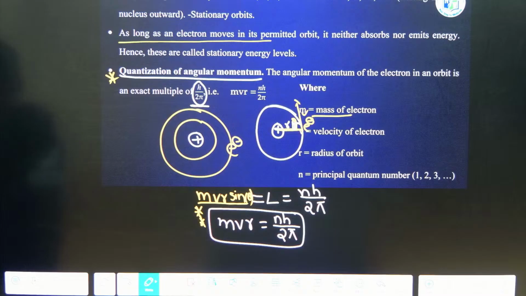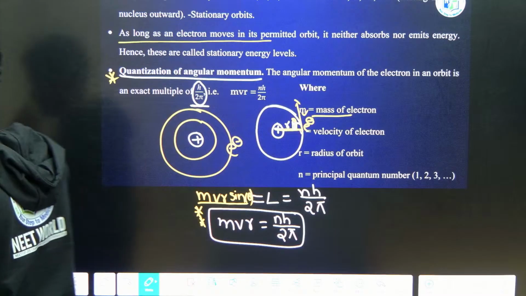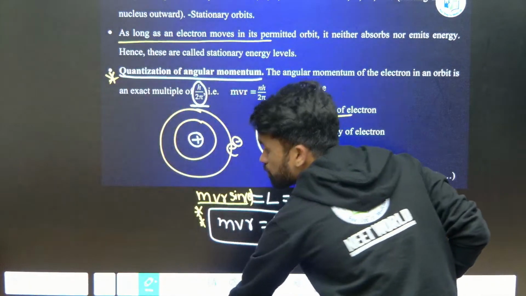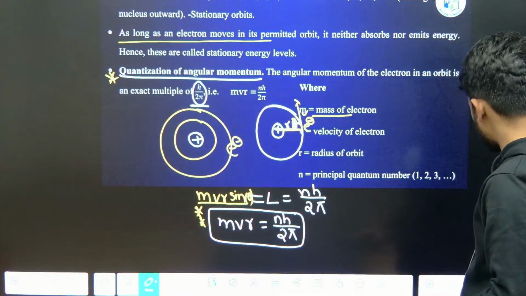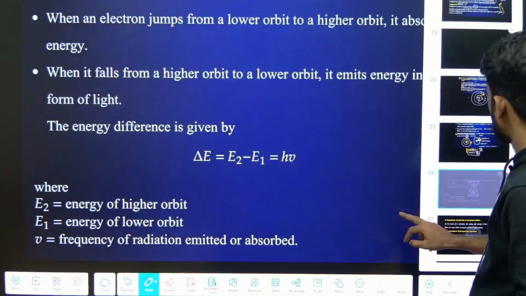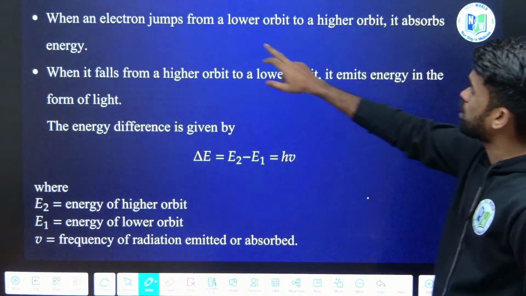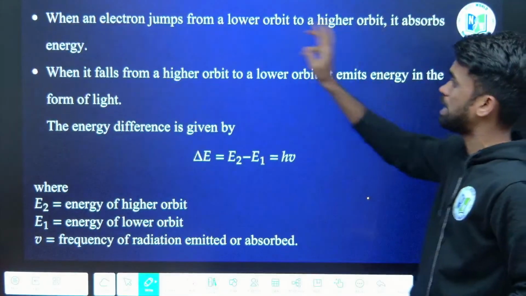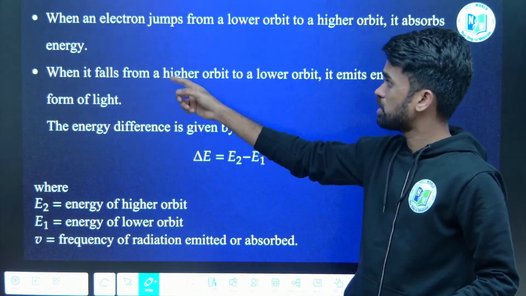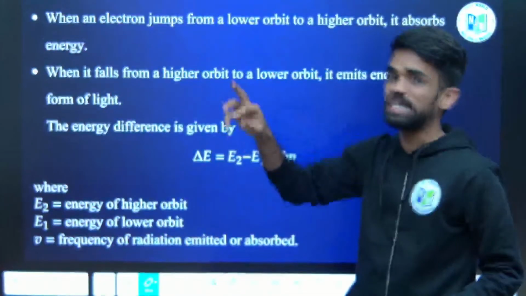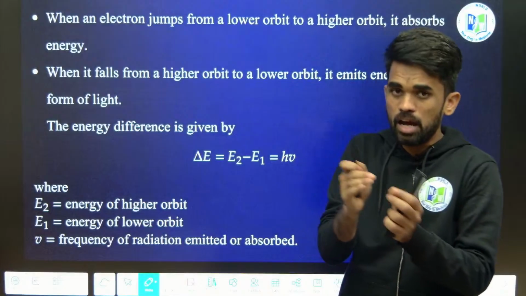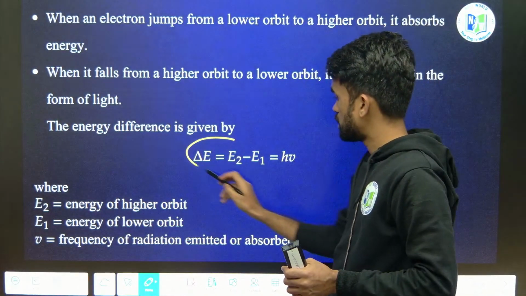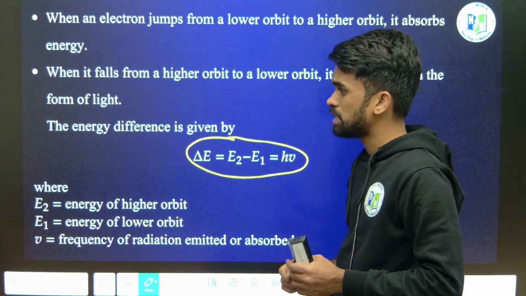Yes, alpha, clear, right. The next discussion: what I told you, if an electron jumps from a lower orbit to a higher orbit, it absorbs energy, and if an electron falls from a higher orbit to a lower orbit, it emits energy. How much energy is emitted or absorbed is given like this: delta E is equal to E2 minus E1. E2 minus E1 means what?